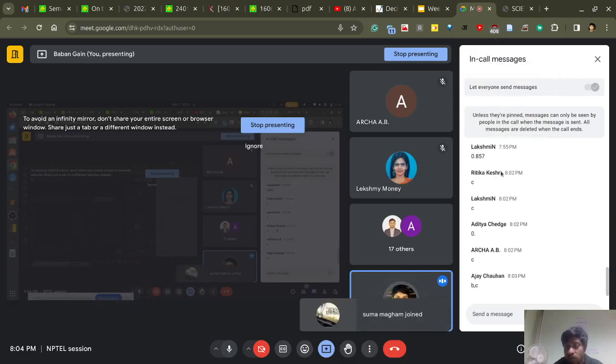So the answer is C, but multiple might be correct. Is the answer still C? These are the options.